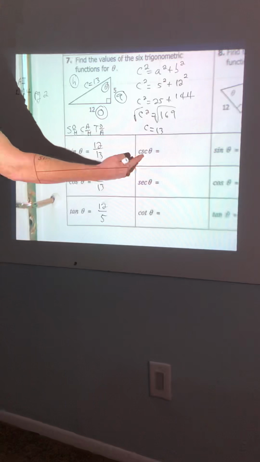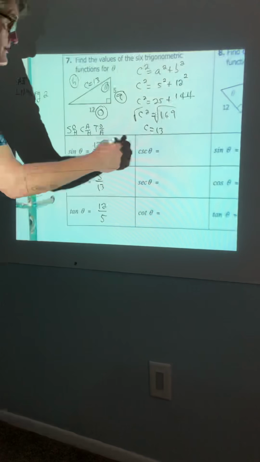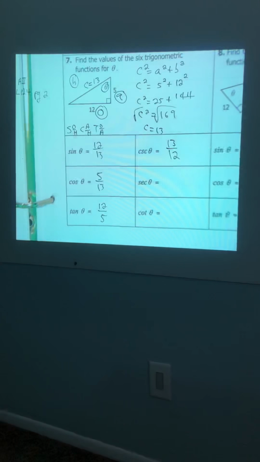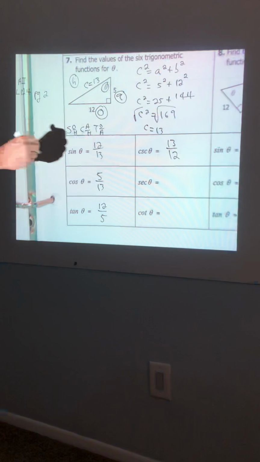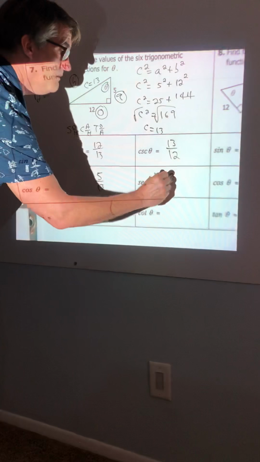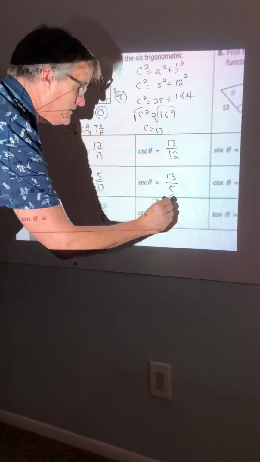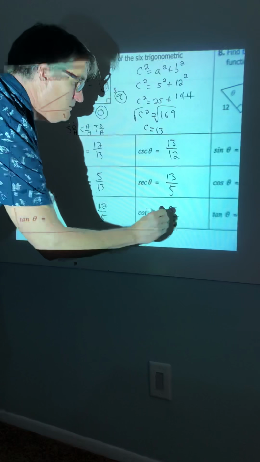Now, all you have to know is which one goes with which one. Cosecant is 1 over sine, so flip that answer: 13 over 12. Secant is 1 over cosine, so 13 over 5. And finally, cotangent is the inverse of tangent, so flip it: 5 over 12.